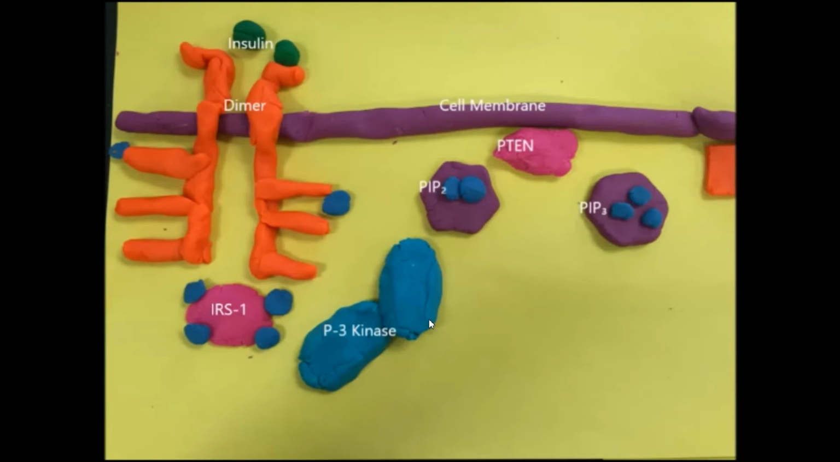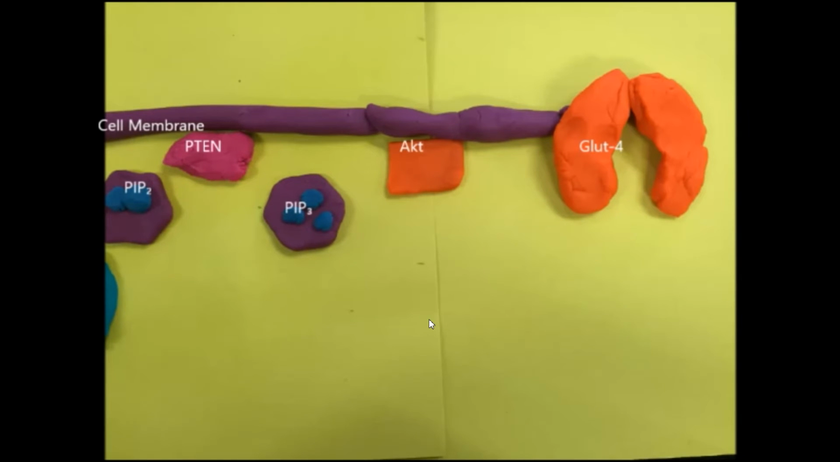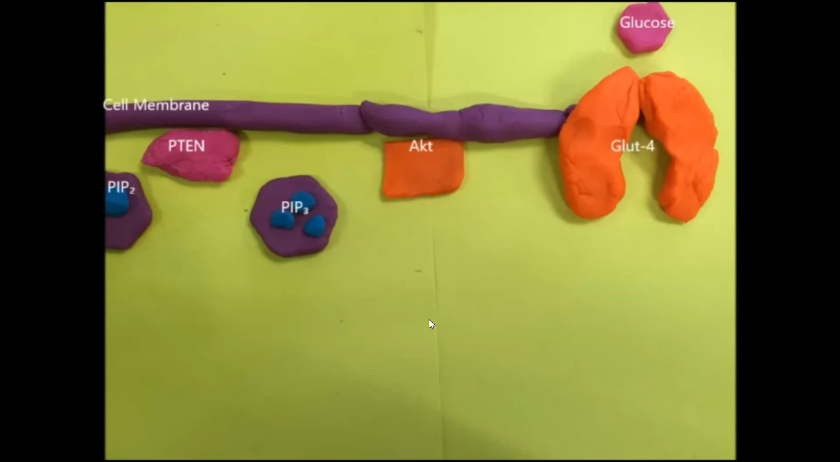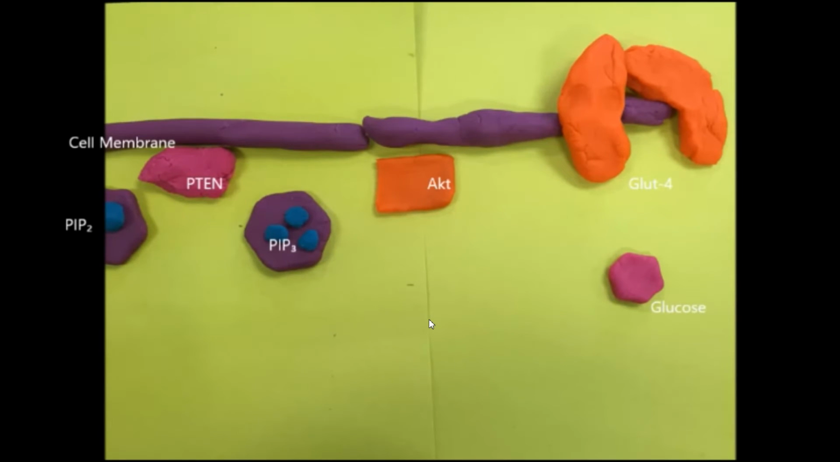PIP3. The PTEN up there can change it back, which activates AKT, which tells the cell to put GLUT4 in the membrane, which takes glucose from the bloodstream into the cell, and AKT also tells the cell to synthesize glycogen.